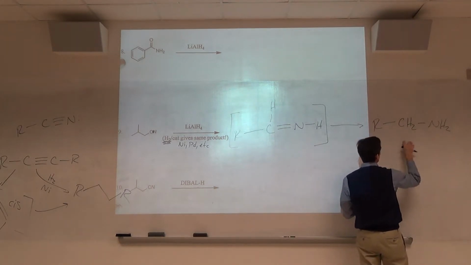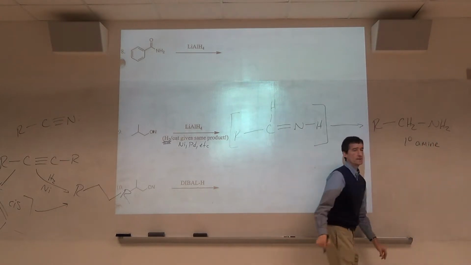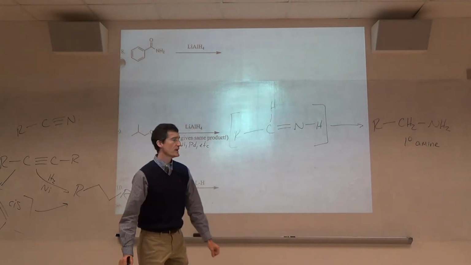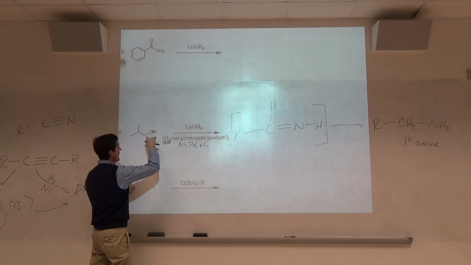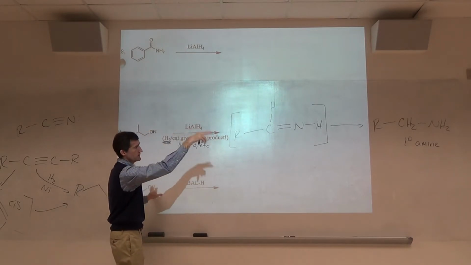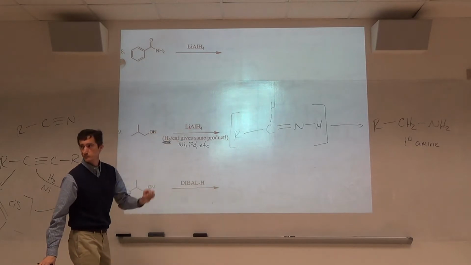What functional group did we make? Primary amine. It has to be a primary amine. You cannot have an R group on the nitrogen here, so you cannot have one there. All you can do is two H's, two H's. Full reduction of nitriles gives primary amine.